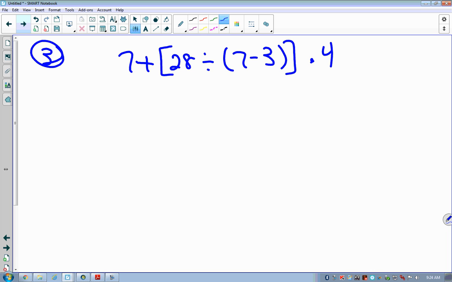Again, order of operations: parentheses, exponents, multiplication, division, addition, subtraction, everything from left to right. What's the first thing that needs to be done? Parentheses, or in this case, brackets, right? So what happens inside the brackets needs to come first. Once I'm inside the brackets, where do I need to go? Parentheses, 7 plus 28 divided by, so 7 minus 3 is 4, okay, times 4.